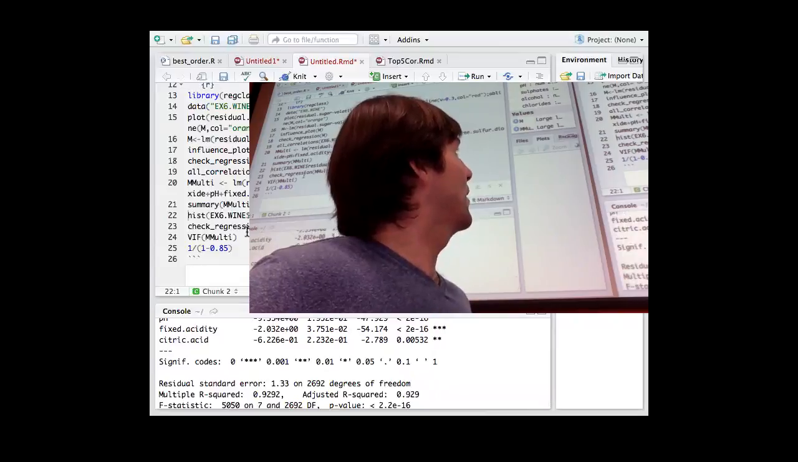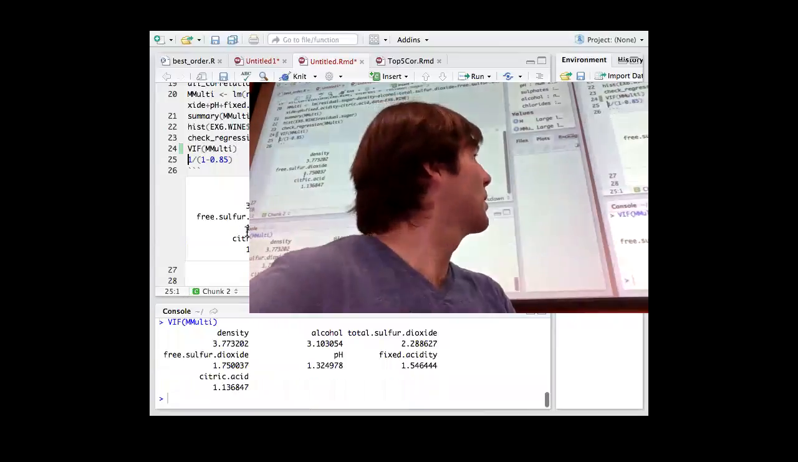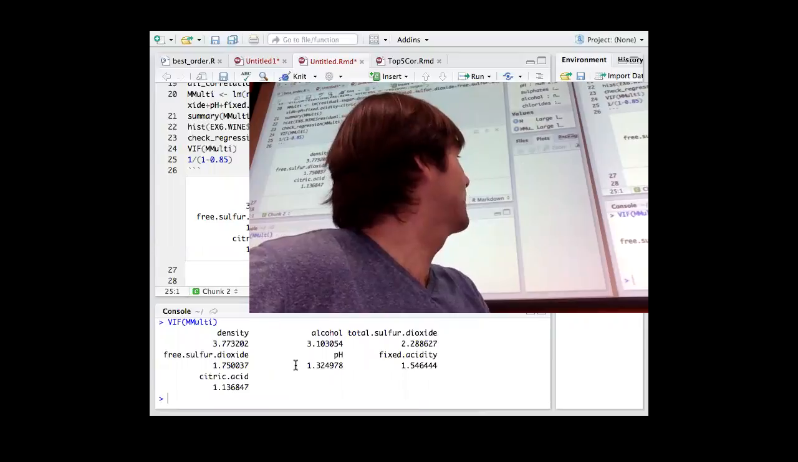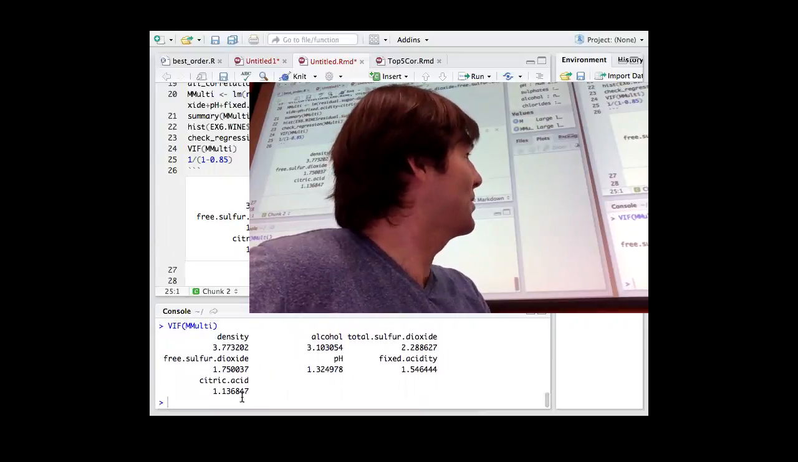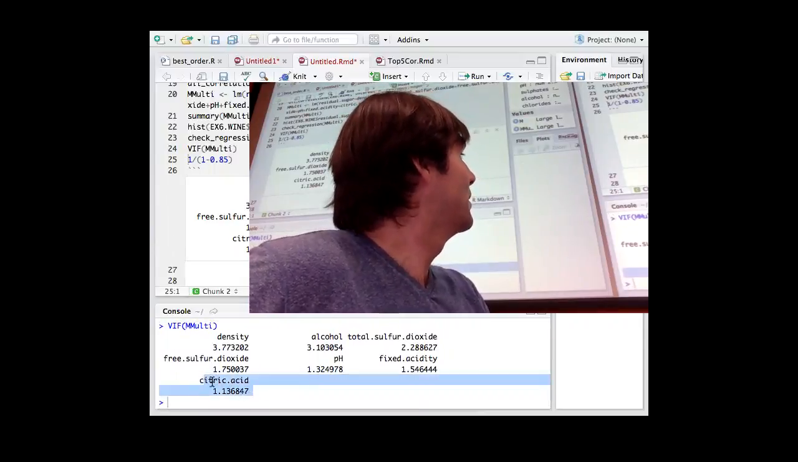All right, let's look at the VIF. That one's going to have a decent VIF, right? Please work. None of them. None of them. Citric acid just, it does nothing. It's all bad.